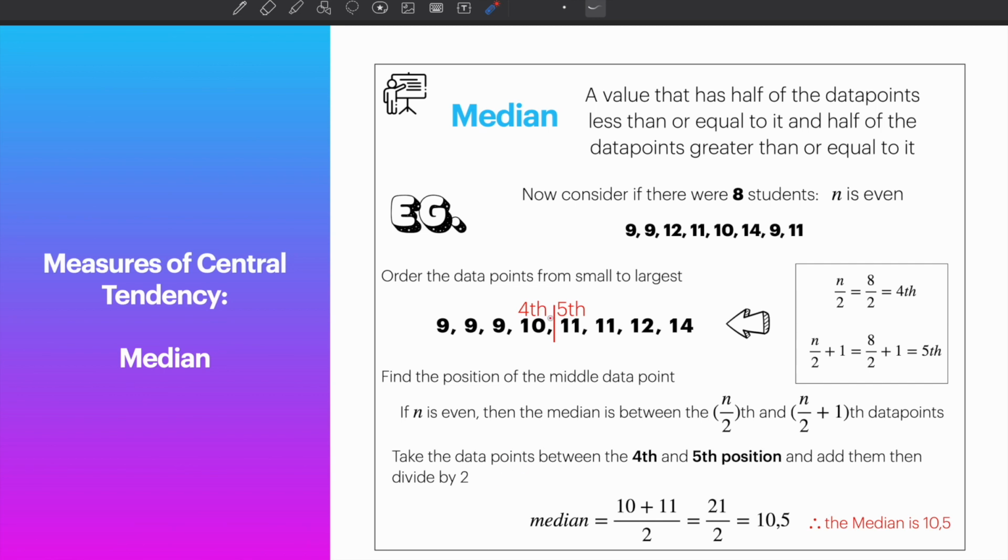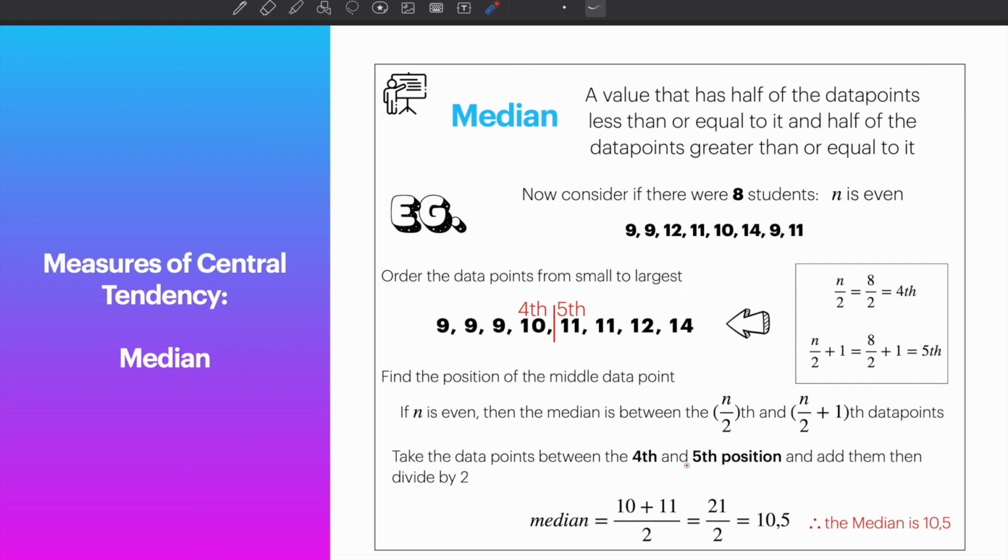So then what do we do with these numbers? The 10 and the 11, what do we do with them? So we take the two data points between the fourth and fifth position, add them up and divide by 2. So we take the 10 and 11 as we did here, divide by 2, and then we get a value of 10.5. So what does this value mean? It just essentially means that half of the ages are going to be greater than or equal to 10.5, and half of the ages will be less than or equal to 10.5.